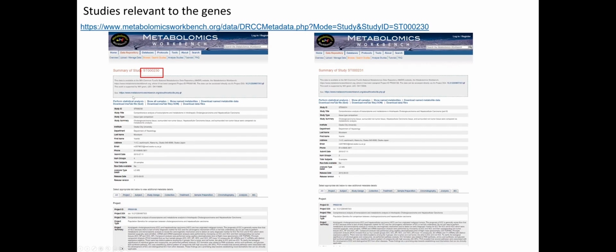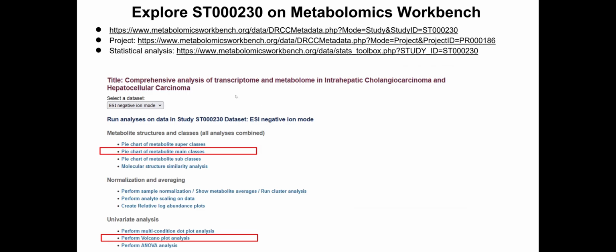Then when you look at the studies, let's take an example study. For example, there are 2 studies. One is a study involving hepatocellular carcinoma, comprehensive analysis of transcriptome and metabolome in intrahepatic cholangiocarcinoma and hepatocellular carcinoma. And then this is a part A study and part B of the study, 230 and 231. If you take these 2 studies as exemplifying the genes that are present and the metabolites associated with those, we can go into look at all the metabolomics data that's available currently for these different genes.